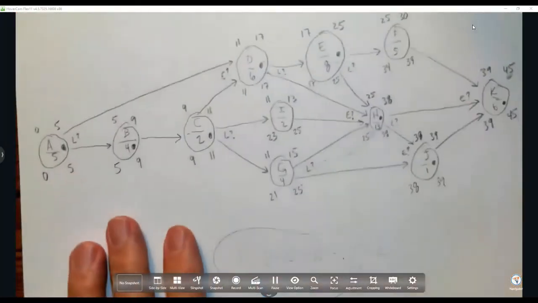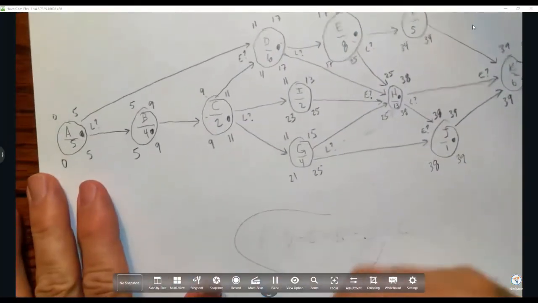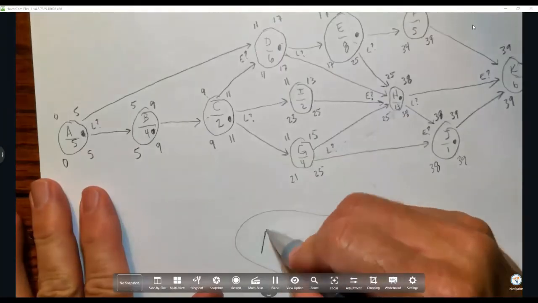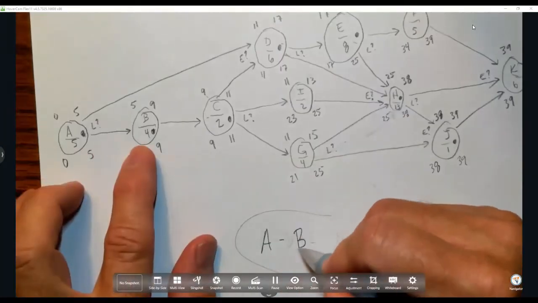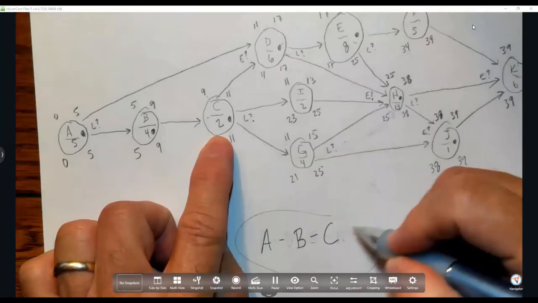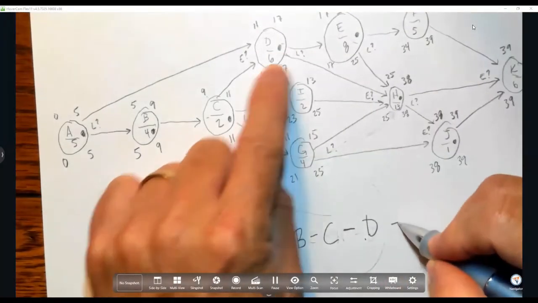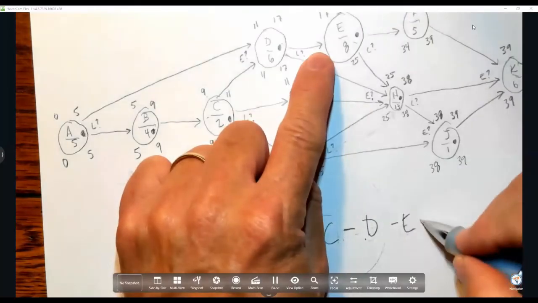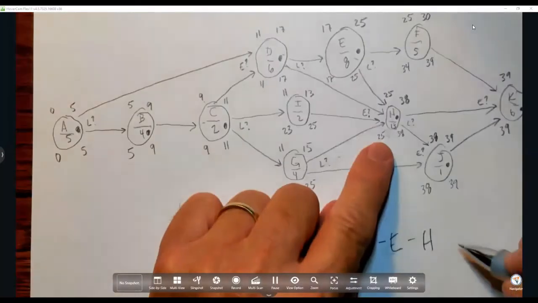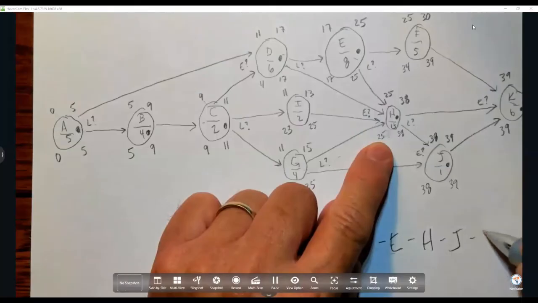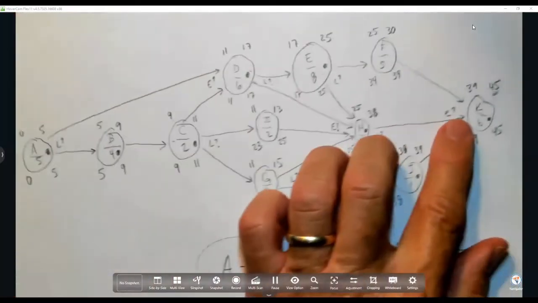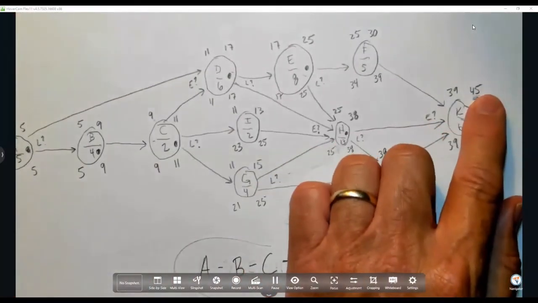And so our critical path is A to B to C to D to E to H to J to K. And it's going to take us 45 days as our project completion time.